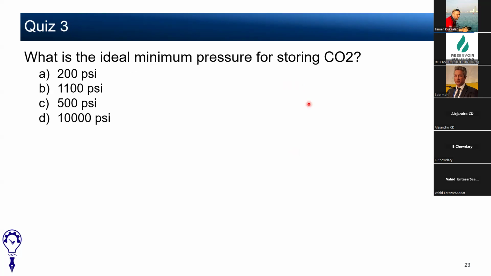What is the pressure for CO2? A, 200 psi, B, 1100 psi, C, 500 psi, and D, 10,000 psi. I will appreciate your response in the chat box. What is the ideal minimum pressure for storing CO2? A, 200, B, 1,100, C, 500, and D, 10,000 psi.